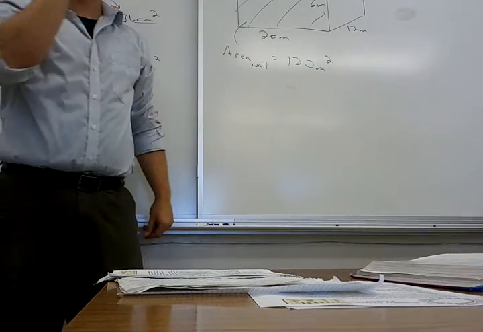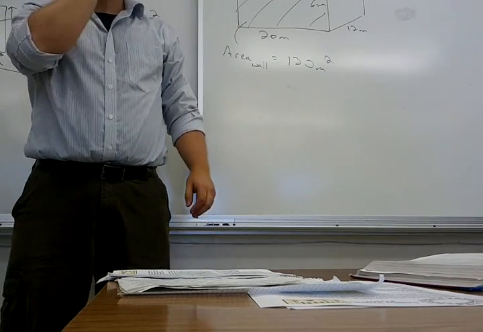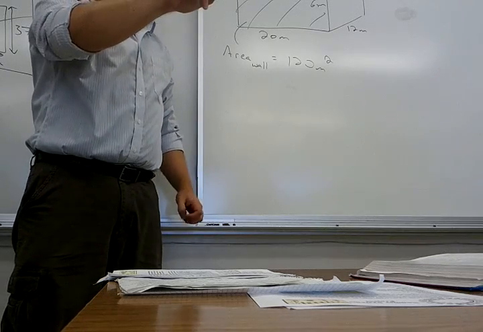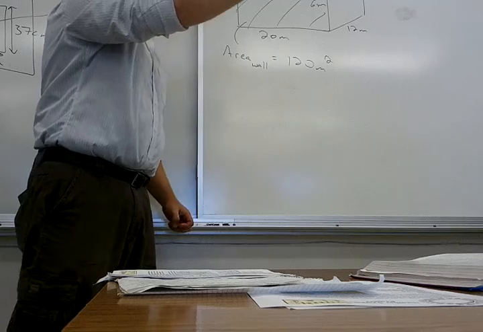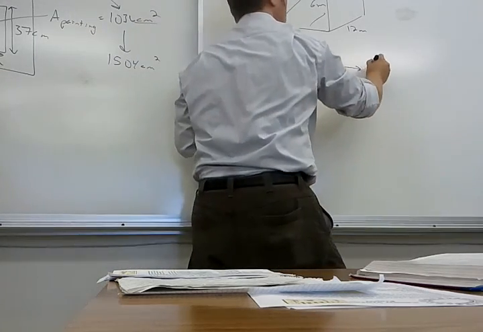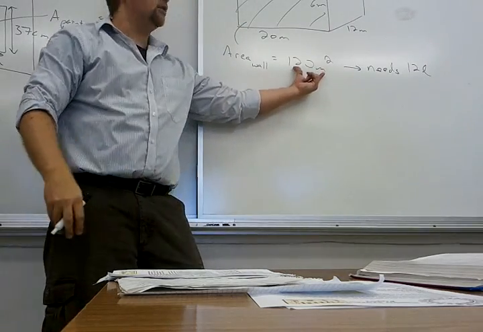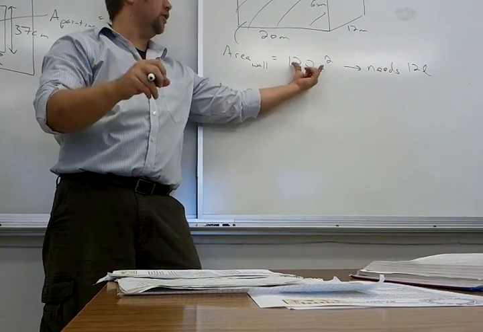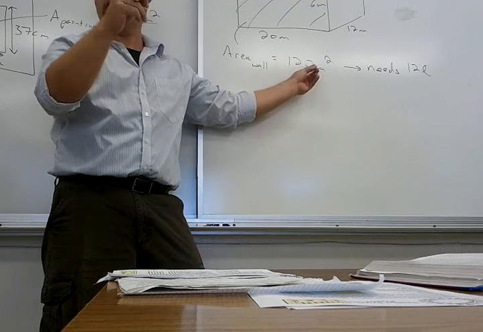So how many liters of paint will that require for the first coat? It takes a liter for every 10 square meters. 12 liters. Careful, don't go too far. 12 liters. Right? How many 10 square meters are there in 120 square meters? 120 divided by 10 is 12.